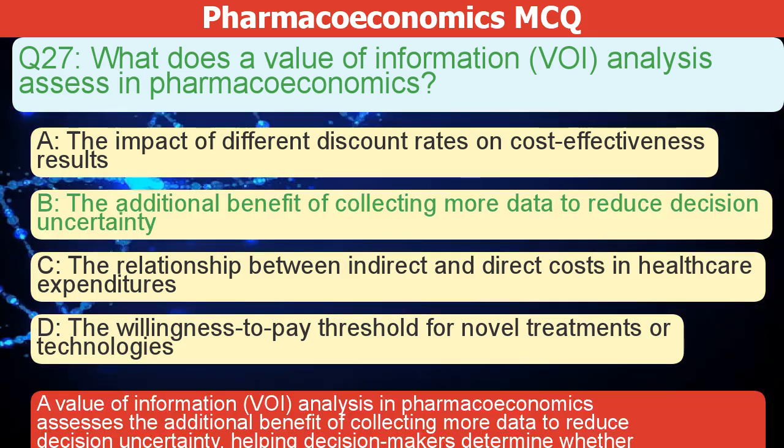The correct answer is B. A value of information analysis, or VOI, in pharmacoeconomics assesses the extra benefit of getting more data to reduce uncertainty. This helps decision makers figure out if more research or data collection is worthwhile.